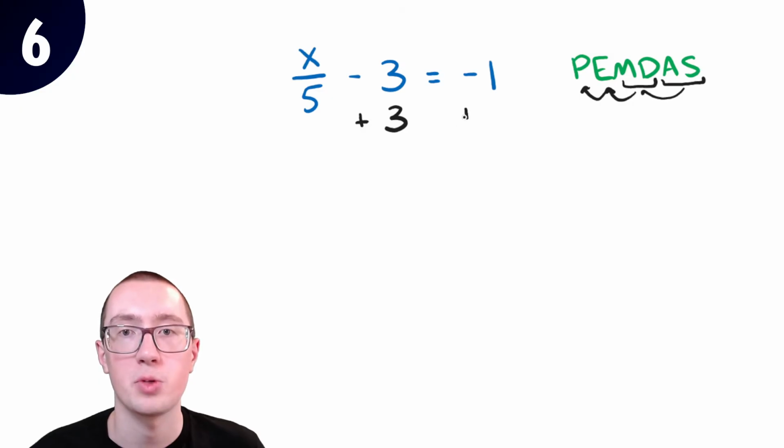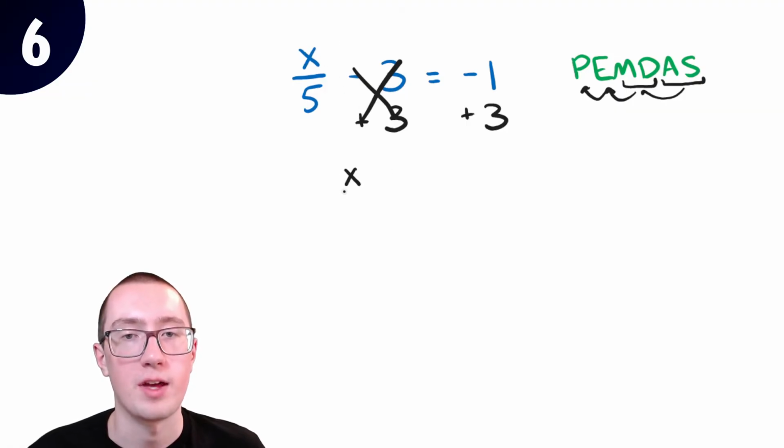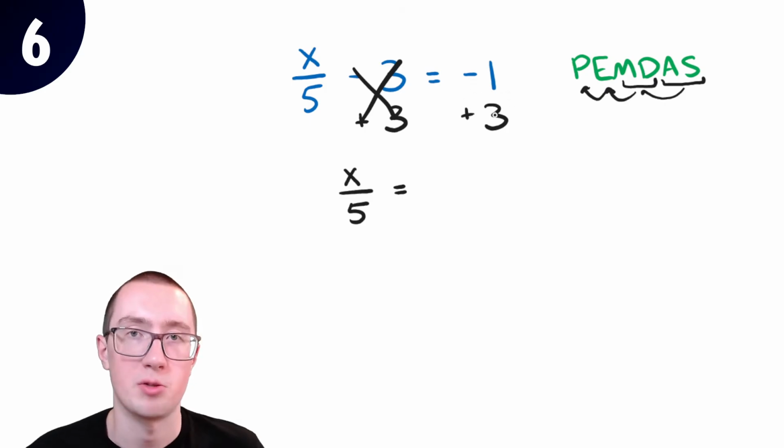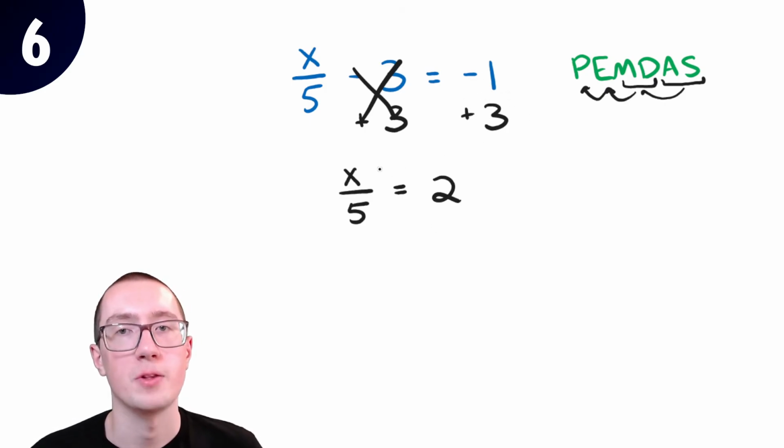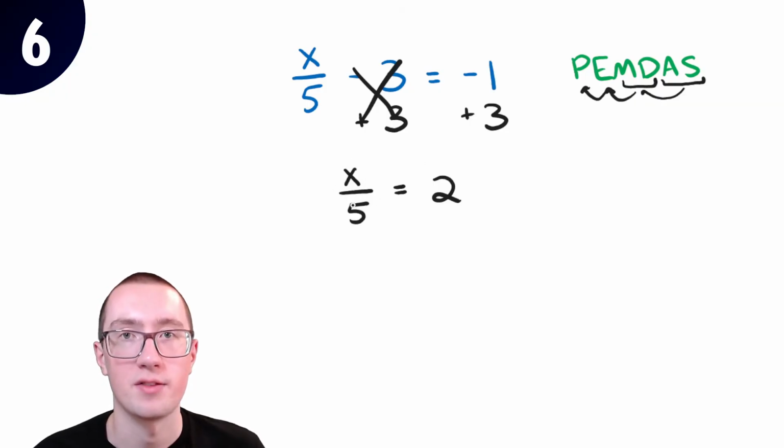I'm going to add 3 to both sides so that the negative 3 and the positive 3 cancel out. On the left side, we're just going to have x over 5. And on the right side, we have negative 1 plus 3. That's the same thing as 3 minus 1, which is 2. And now we've brought this down to just a one-step algebra problem. And remember that fractions are the same thing as division. So this is actually being divided by 5.